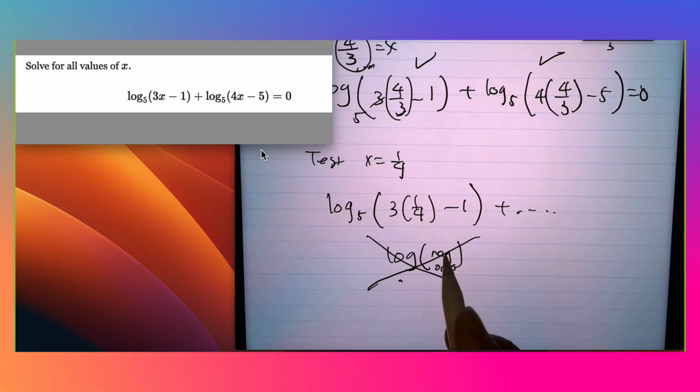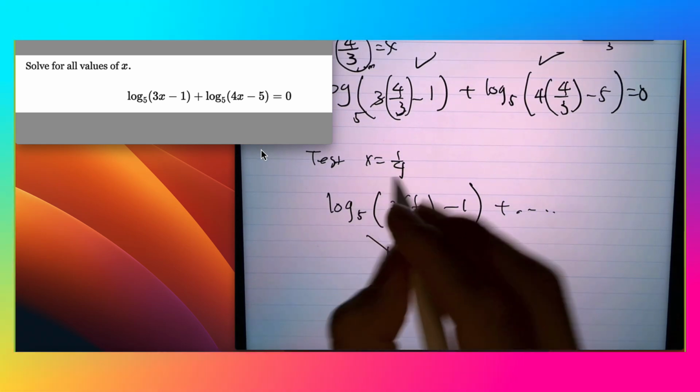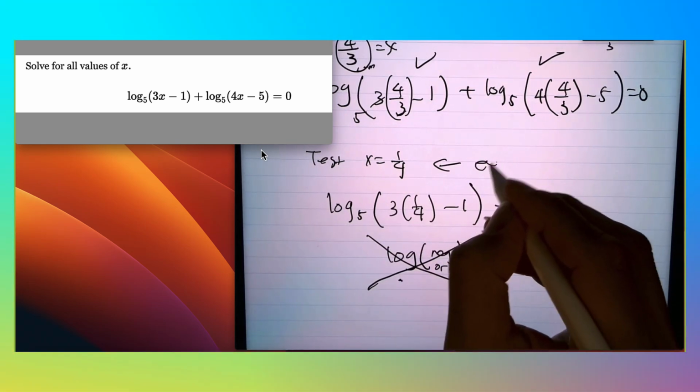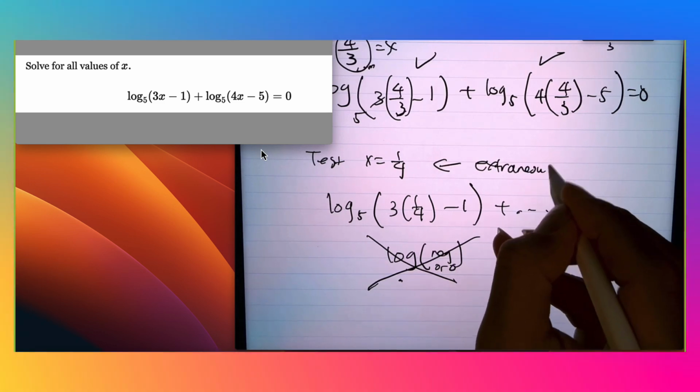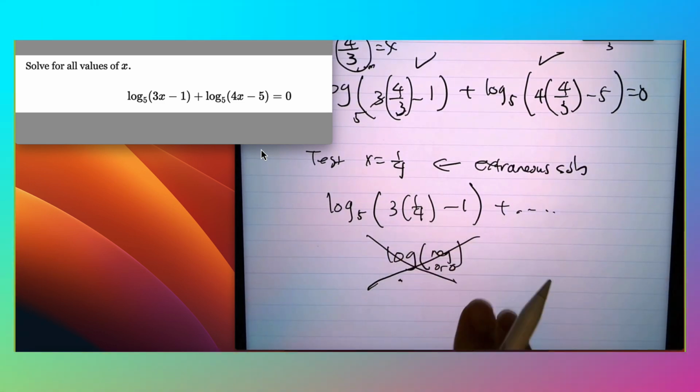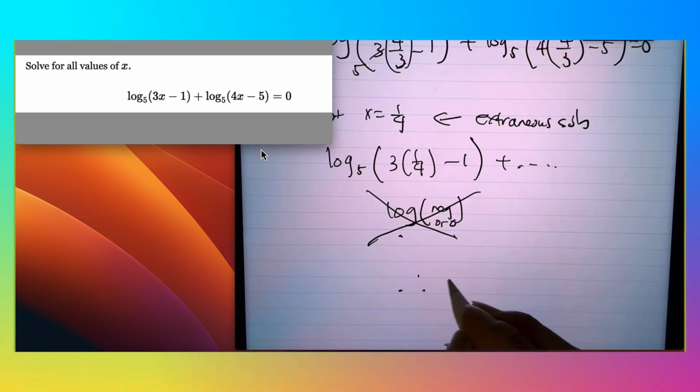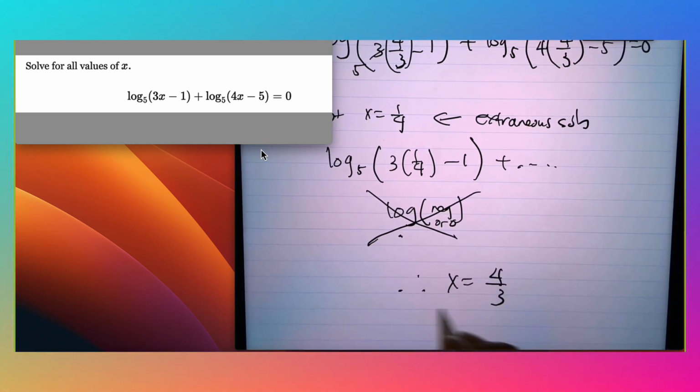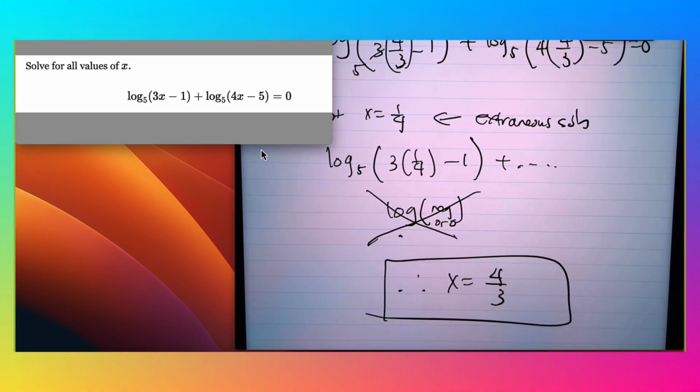So what happened was that this 1/4 became an extraneous solution. So we should rule that out. Your final answer should only be 4 over 3. And that's how you do this problem.